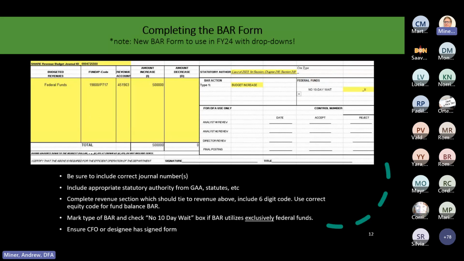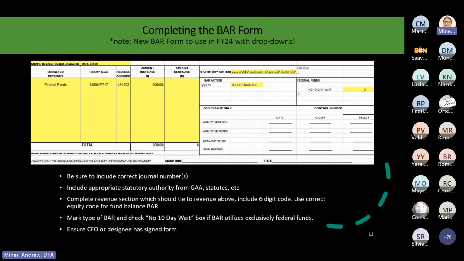The bottom side here is the revenue side. You see in the top left there, revenue budget journal. If you're doing an increase like this example is, then you want to make sure you put in your revenue budget journal ID. And then fill out the bottom left with the revenue information, your revenue account, fund P code, and increase, etc. So make sure you get that in there.